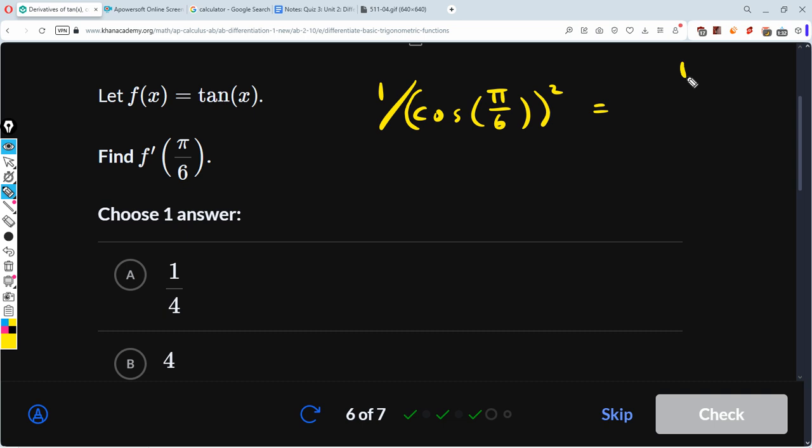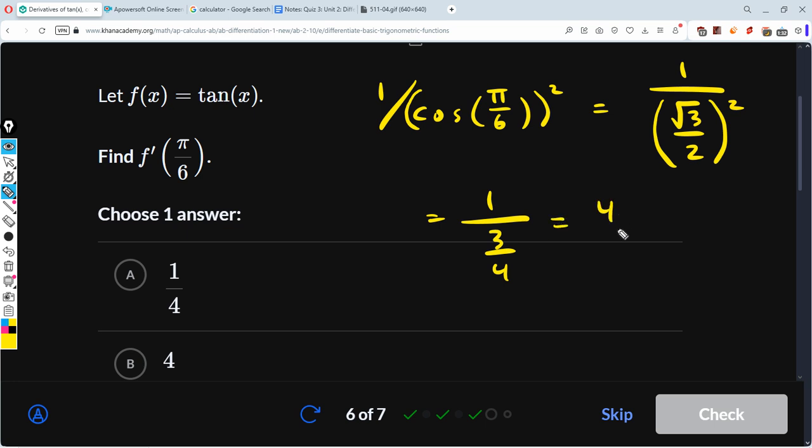All right, so that's going to be 1 divided by radical 3 over 2, and that whole thing is squared. So that's 1 divided by radical 3 squared is just 3. 2 squared is 4. And 1 over 3/4 is the same as 4/3. Okay, just do keep, change, flip. And you just take the reciprocal of the denominator. So that's going to be 4/3.